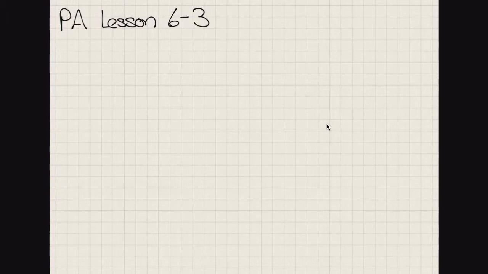Ladies and gentlemen, this is lesson 6-3, and it's called solving multi-step equations.